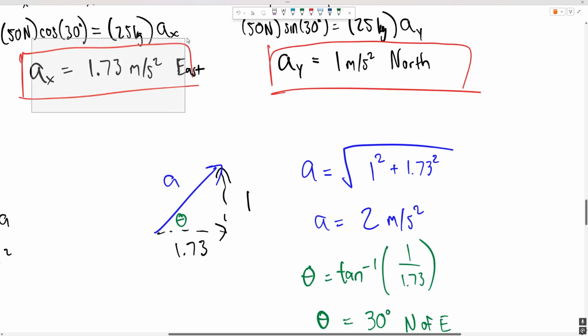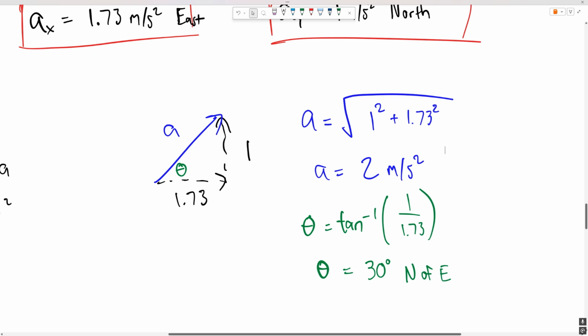Okay. Now, what if we want to know the resultant acceleration? Well, we can put these accelerations together. So we have 1 meter per second squared to the north up here and 1.73 to the east to the right here. Then we can solve for the hypotenuse by using the Pythagorean theorem. The square root of 1 squared plus 1.73 squared gives us 2 meters per second squared. And we can solve for this angle by taking the inverse tangent to get 30 degrees north of east.